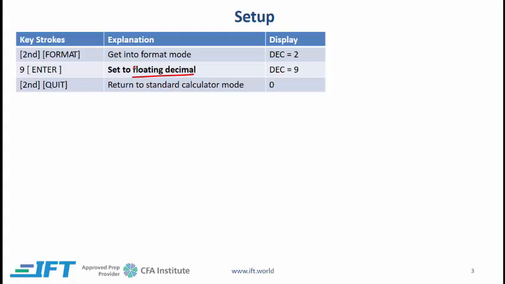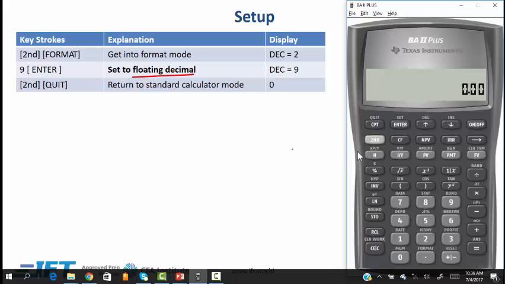So let's look at how this can be done. On the financial calculator, you click second and then format, and here you will see what the decimal places is set to. On my calculator this was originally set to 2. It might be a different number for you. But to change this to floating decimal, you press 9 and then enter. When you press enter, you see the equal to sign, which means that this number has been accepted, and then you do second and quit. Now the floating decimal has been set.